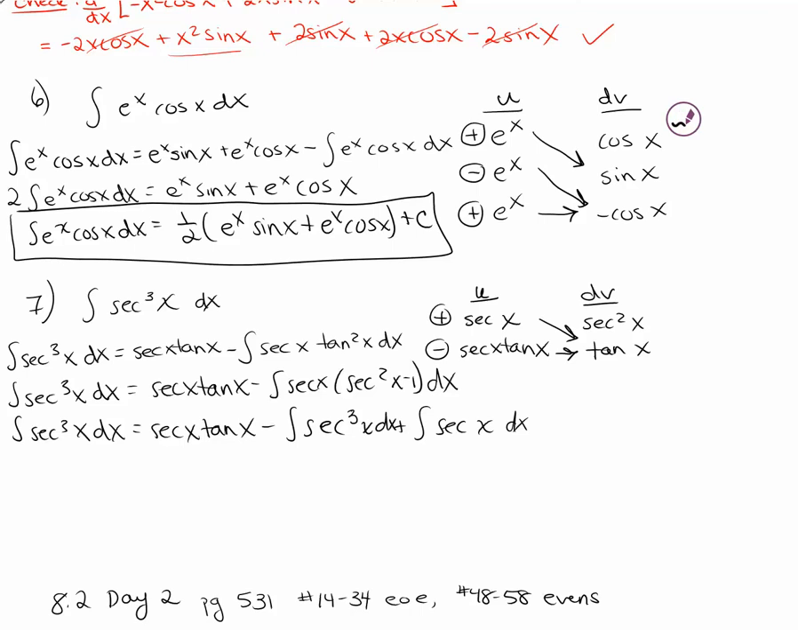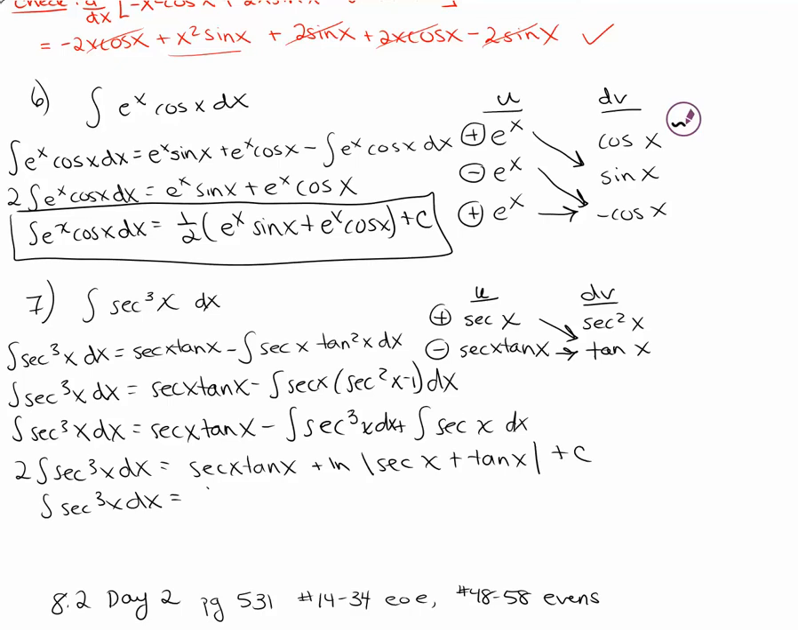All right, from here you should notice that you could combine like terms, so I'm going to put my secant cubed x's together, so I have 2 of them. And the integral of secant x is actually the natural logarithm of secant x plus tan x. And then don't forget my plus c, and I just need to get my integral of secant cubed x by itself, so I'm going to divide both sides by 2. I'll just put 1/2 out front. Okay, and there is my answer.